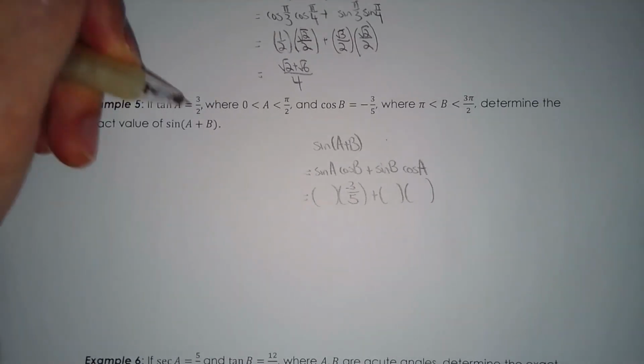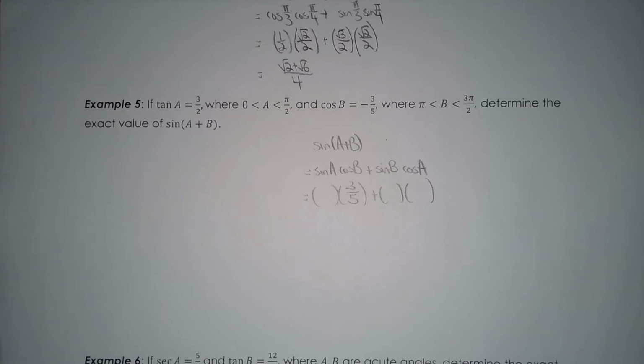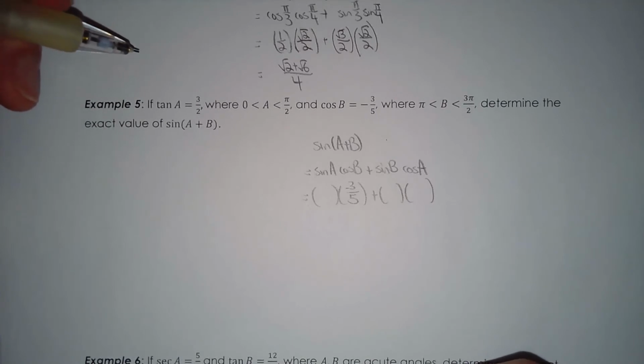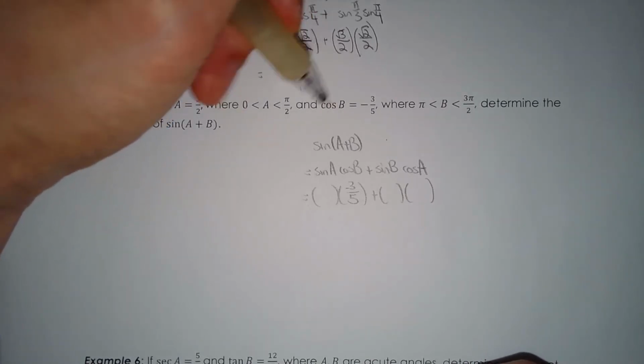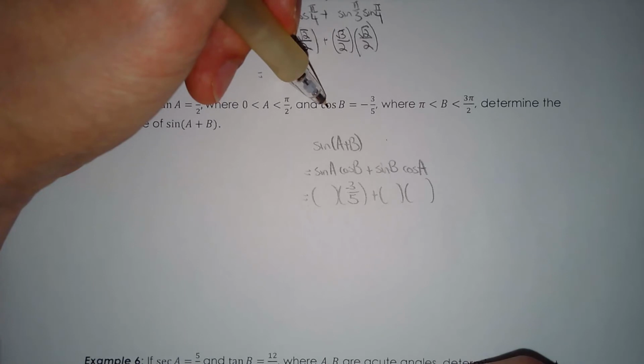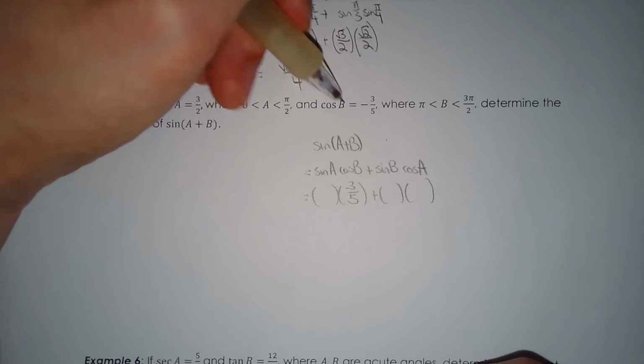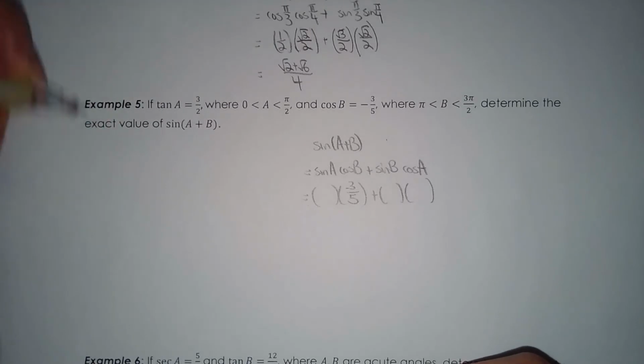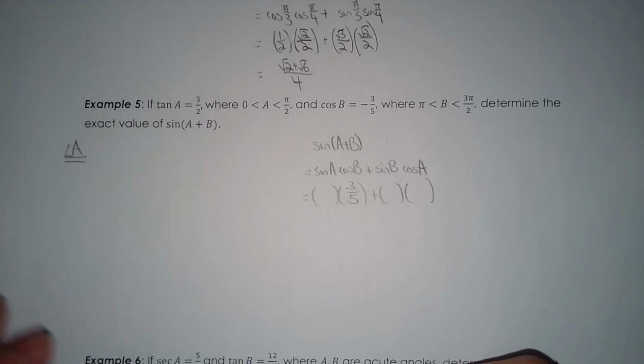I'm told tan A. That's what I learned in grade 11. If you tell me what tan A is, I can figure out the ratios for the other 5 trig functions. If I'm told cos B, I can also find the exact value of the other 5 trig functions if the angle were to be B. So I'm going to work with angle A first, because I have to work with both angle A and angle B here.